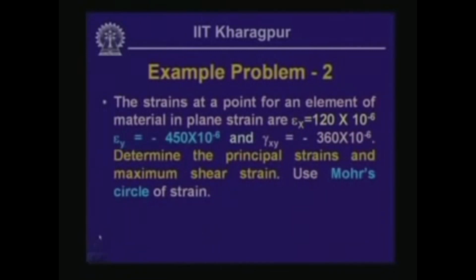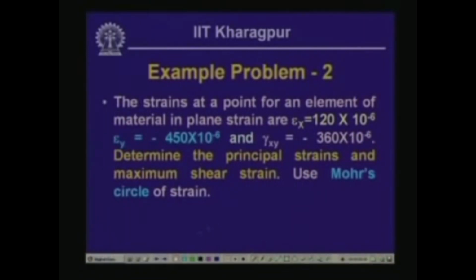Now, let us look into the second problem, which was stated as: the strain epsilon x is 120 into 10 to the power minus 6, epsilon y is minus 450 into 10 to the power minus 6, gamma xy also is negative 360 into 10 to the power minus 6. You will have to find out the principal strains and the maximum shear strain using the Mohr circle of strain.